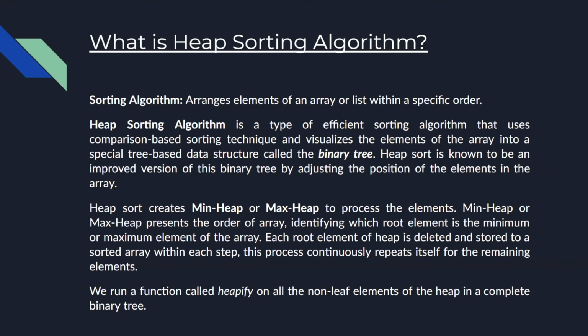Min heap or max heap presents the order of the array, identifying which root element is the minimum or maximum element of the array. Each root of the heap is deleted and stored to a sorted array. Within each step, this process continuously repeats itself for the remaining elements. Now, we run a function called heapify on all the non-leaf elements of the heap in a complete binary tree. Heapify is to modify it to become a max or min heap.